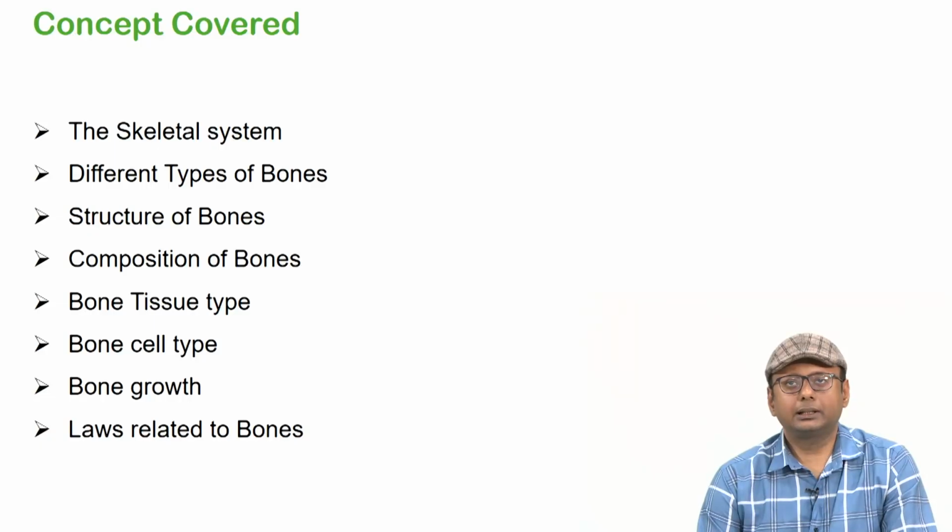So today in the class mostly we will go through human bones, what are their functions, different types of bones, the overall skeletal system, structure of bones, composition, bone tissue types, and bone cell types. We will also see the detailed mechanism of how bone cells grow, how overall bone growth happens, and also a few laws related to bones. So mostly today's class will revolve around the bones of our human body.